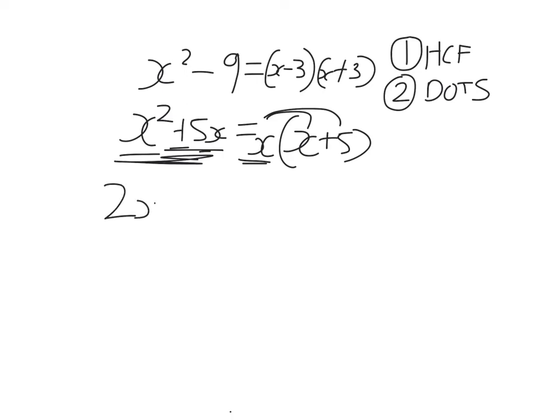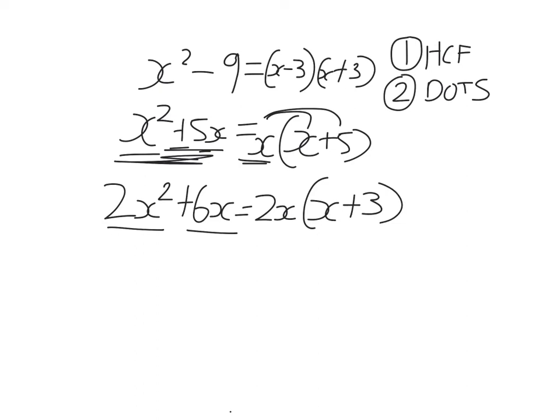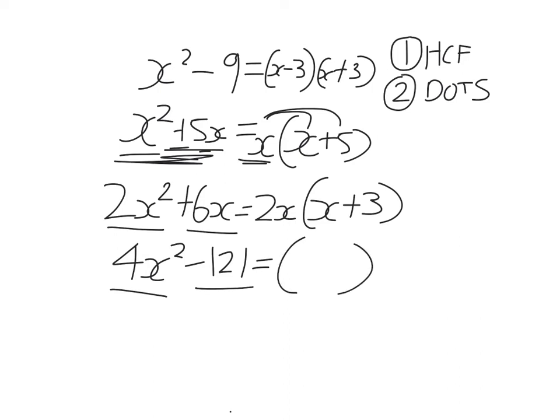So if I have something like 2x squared plus 6x, here the highest common factor is 2x. What do I times by 2x to get this? x. What do I times by 2x to get this? 3. Easy as. If I have something like 4x squared minus 121, well, this is difference of two squares. That's a perfect square. That's a perfect square. So then square root the first term, square root the second term. One bracket gets a plus, one gets a minus. I'll show you an example where you have to use both.